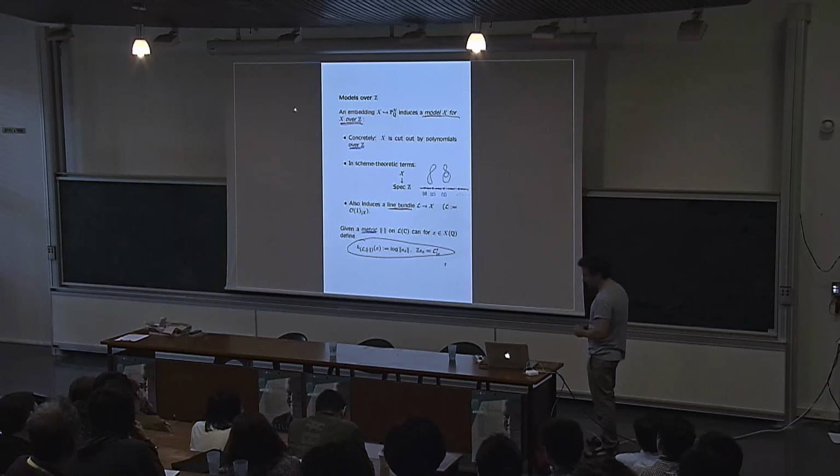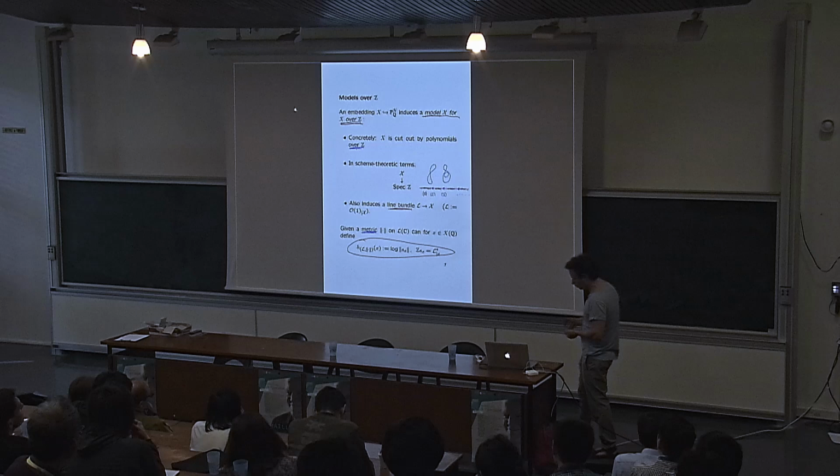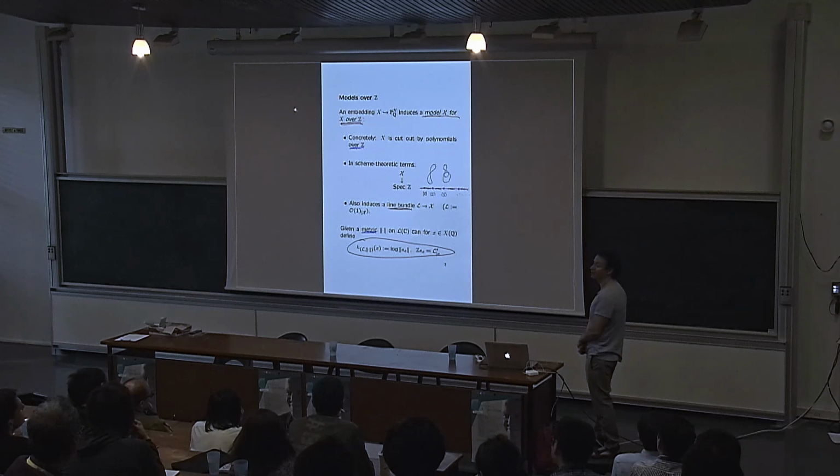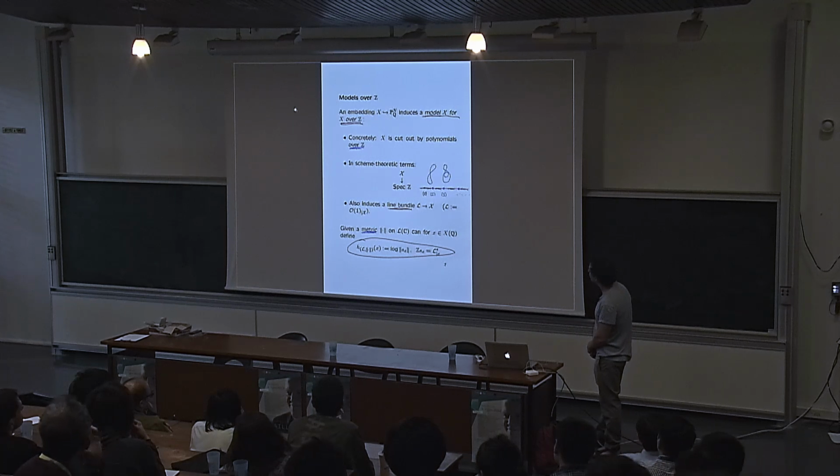Okay, so what I'm saying is that once we fix the embedding, that will give me a model over Z, and that will give me some fibration of curves in this way. Okay, so that's what a model is. But the model also induces a line bundle on this scheme, because I have an O(1) line bundle on projective space, and then by restriction, as usual, that will give me a model for the line bundle, which I call this calligraphic L.